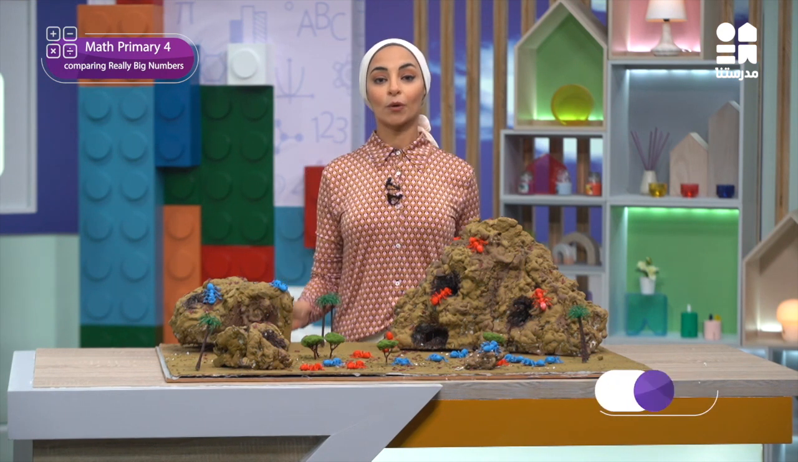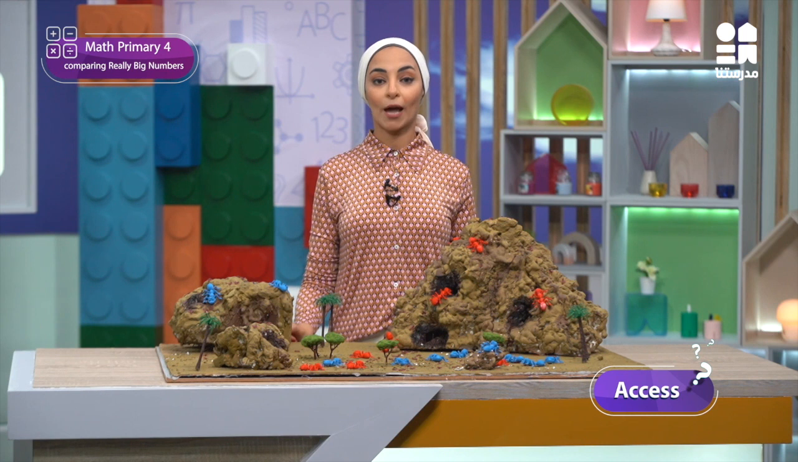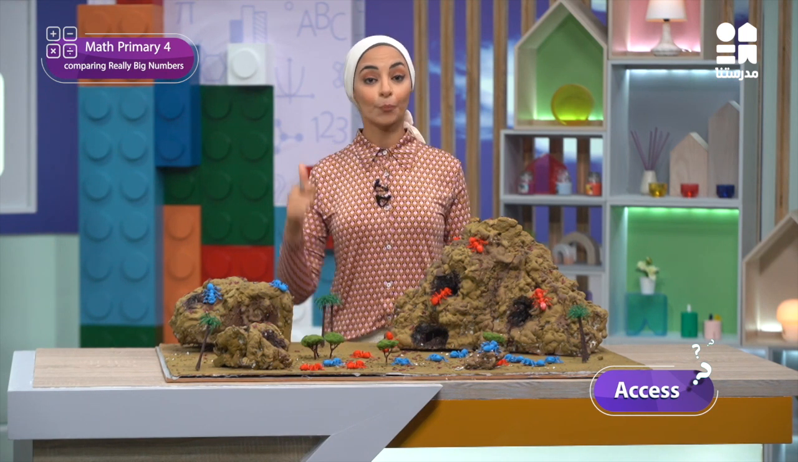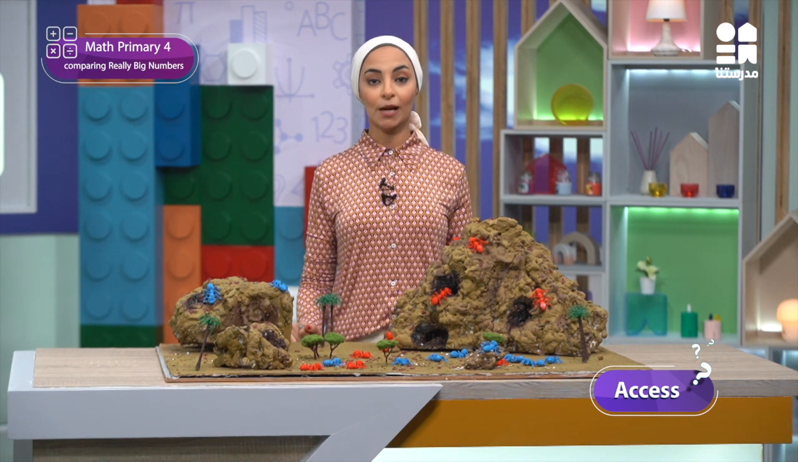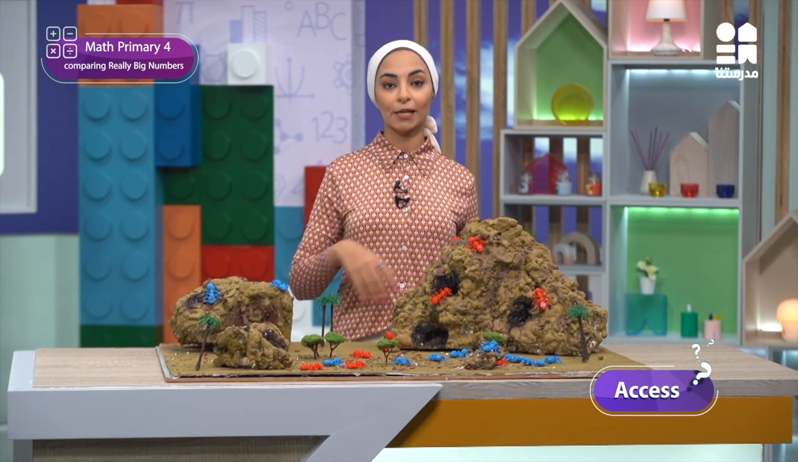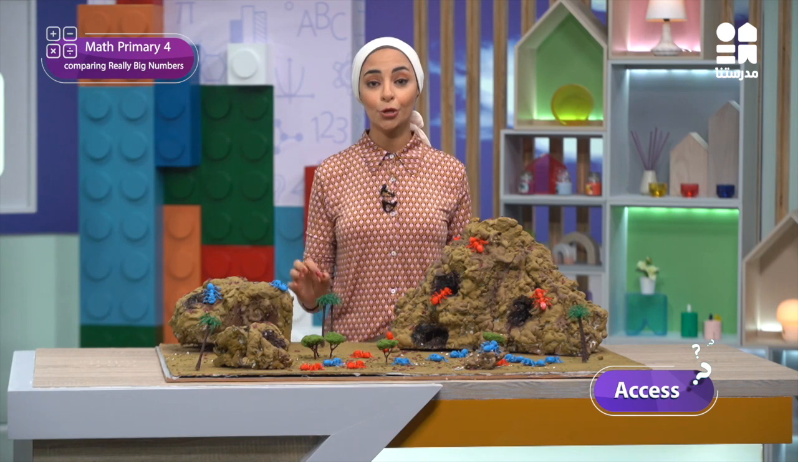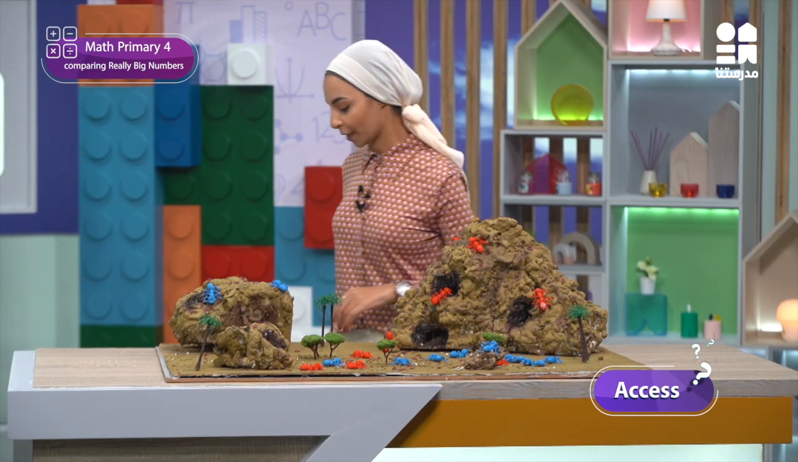In Access, we will use an important thing that we have studied and practiced in Primary 3, which is the error analysis. Error analysis. هحلل الأخطاء بتاعتي. Error analysis model on page 31 in your book. Let's see it all together.